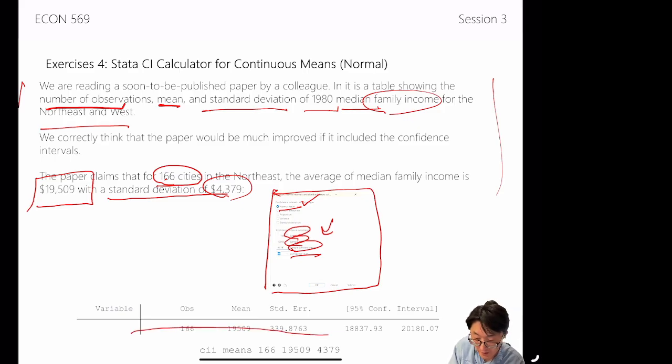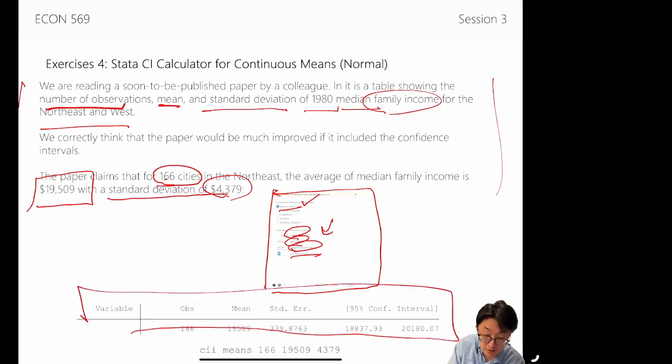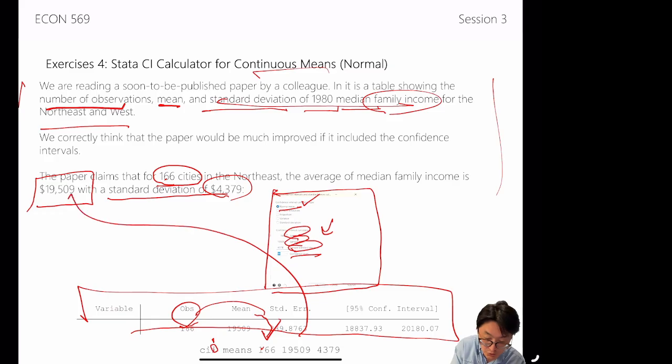Then you can find your result, and of course the confidence interval, because you are using the calculator. You are interested in the mean, but it's a continuous variable. And now this is what? The number of observations. And this is your mean. And this is your standard deviation. So you can do it this way.